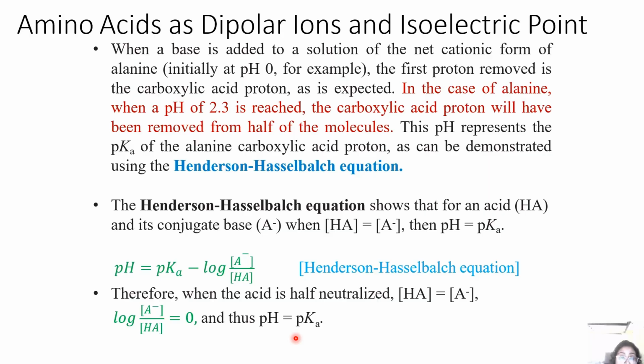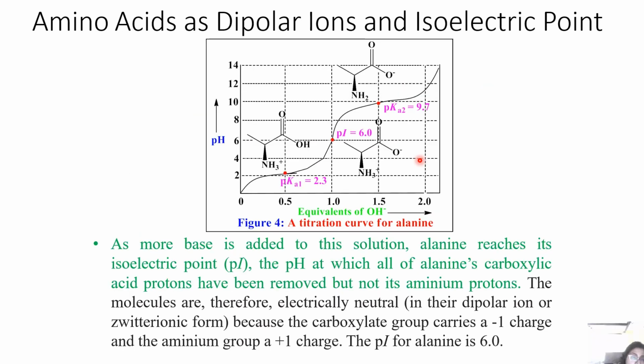This pH represents the pKa of the alanine carboxylic acid proton, as can be demonstrated by the Henderson-Hasselbalch equation, which shows that for an acid HA and its conjugate base A minus, when HA is equal to A minus in concentration, then pH will be pKa, right? So pH is basically pKa plus log of A minus over HA. Therefore, when the acid is half neutralized, that is, the concentrations of HA and A minus are equal, log of A minus over HA is 0, and thus pH equals pKa.